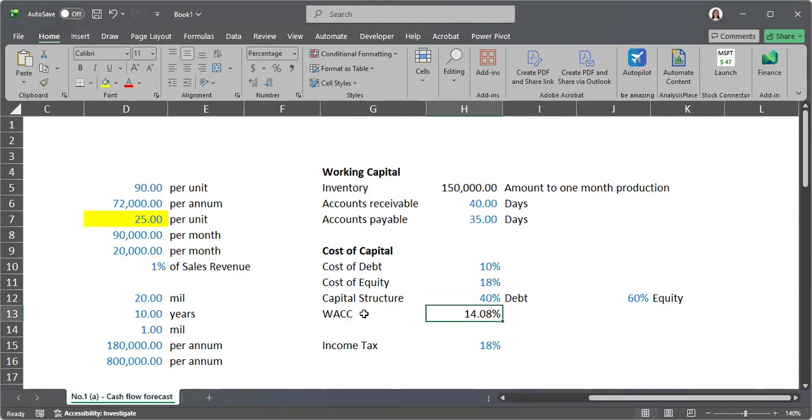Weighted average cost of capital means the combination that comes from the cost of debt, the cost of equity, the capital structure, and the income tax, from which we derive the weighted average cost of capital of 14%.